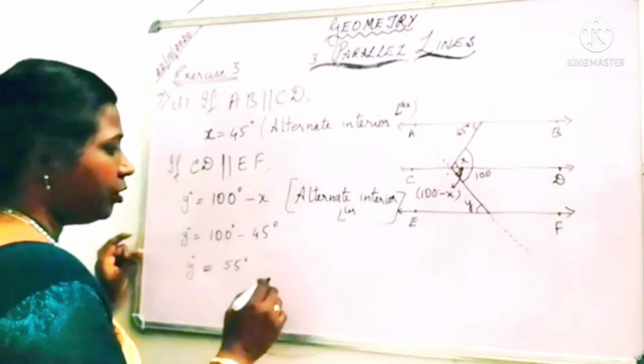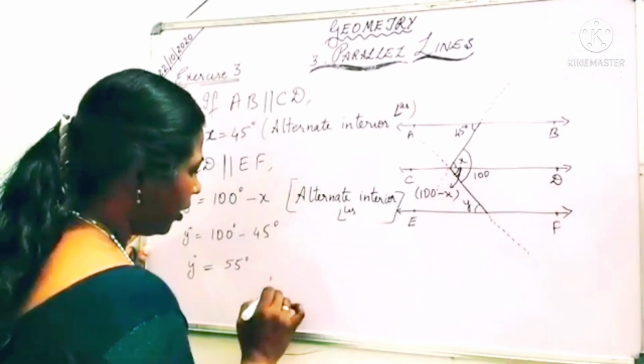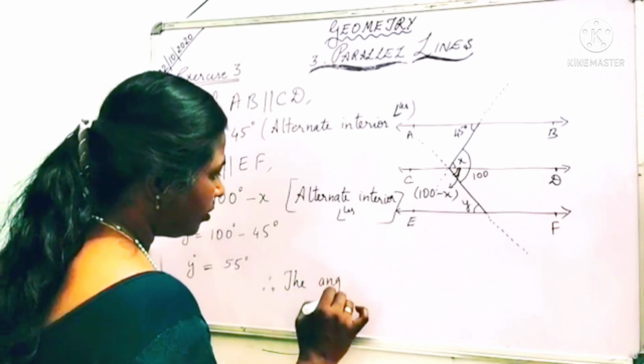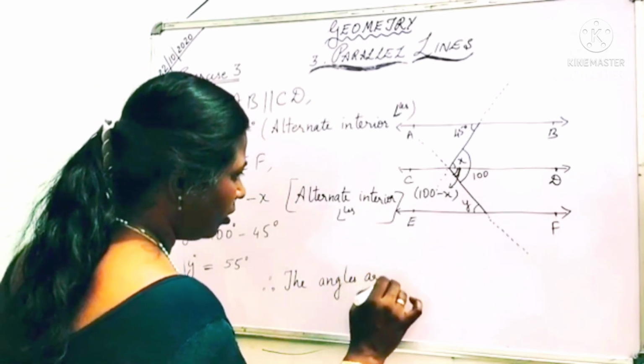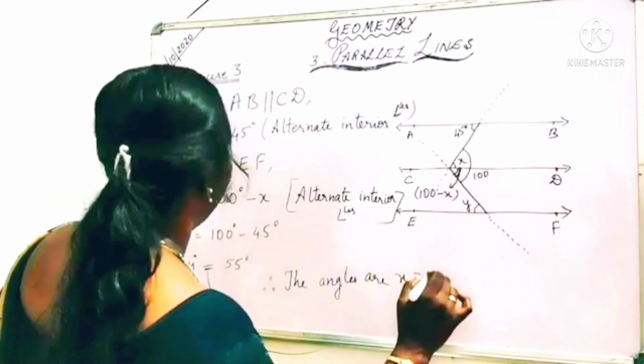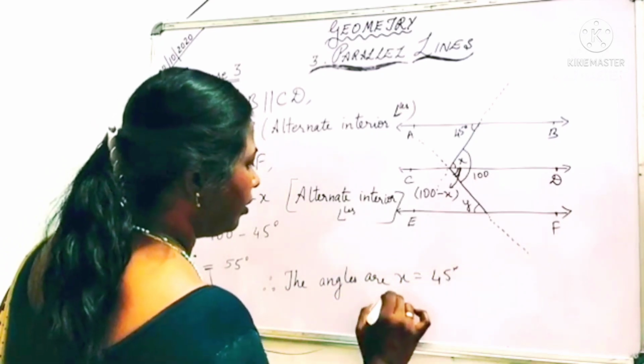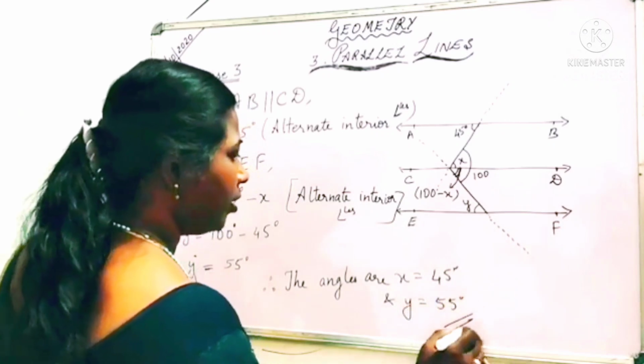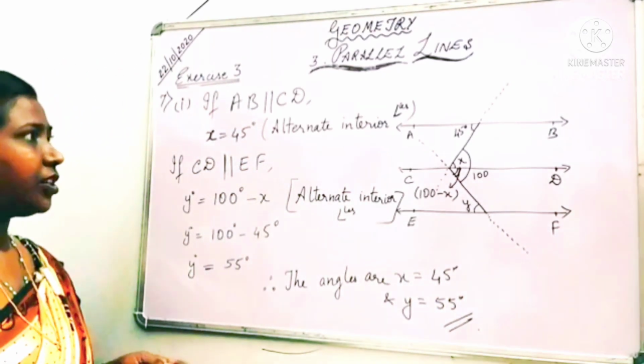Understood? So therefore, you can write that the angles are x is equal to 45 degree and y is equal to 55 degree. Is that clear, students? Again I will explain you.